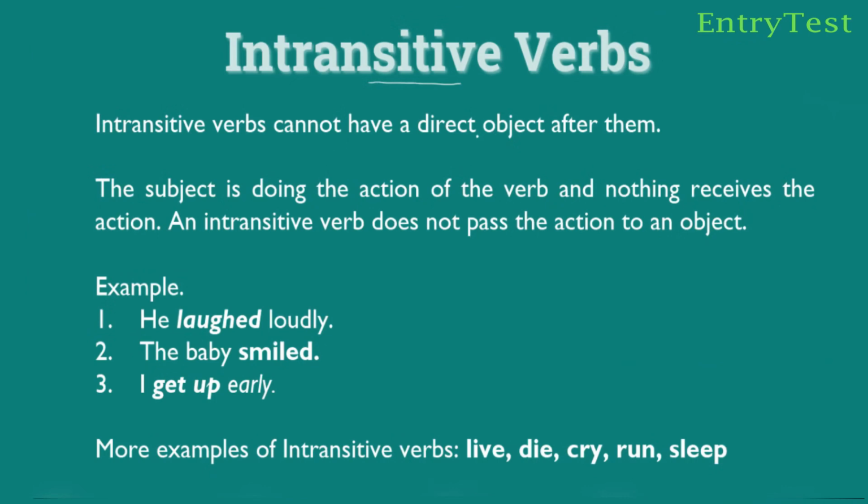Intransitive verbs को they do not need a direct object after them. Without even having an object, their meaning can be complete. So the subject is doing the action of the verb and nothing receives the action. किसी को भी object receive नहीं हो रहा action, even then your meaning will be complete. So an intransitive verb does not pass the action to an object.